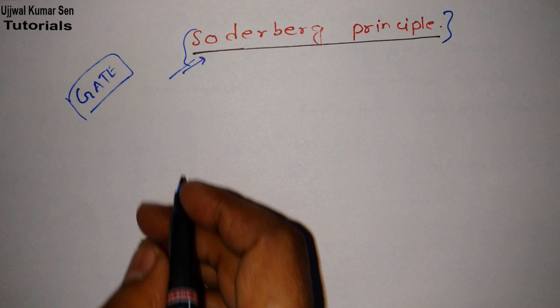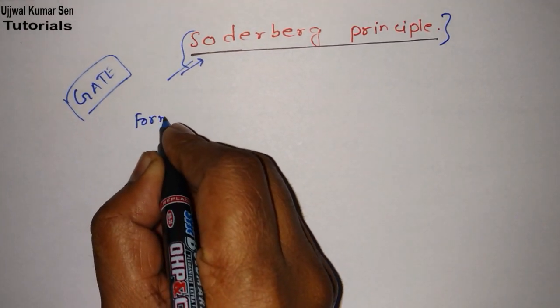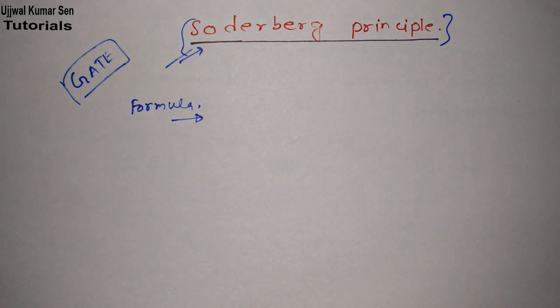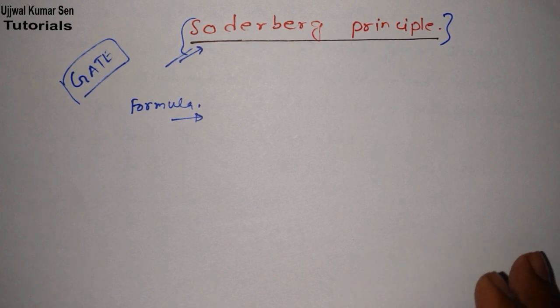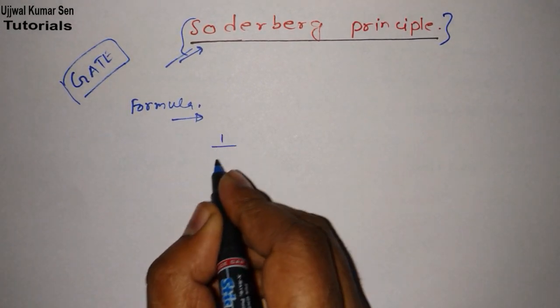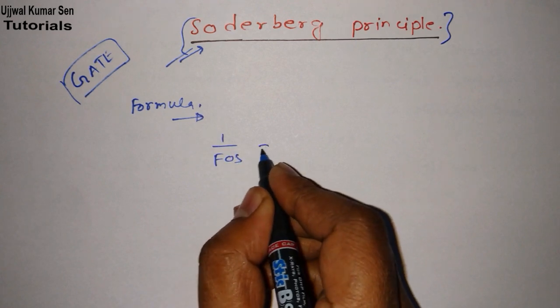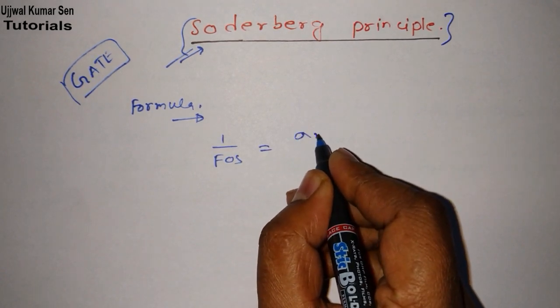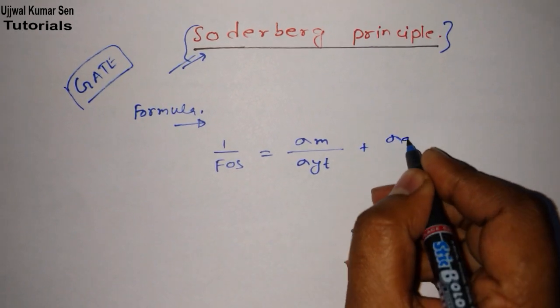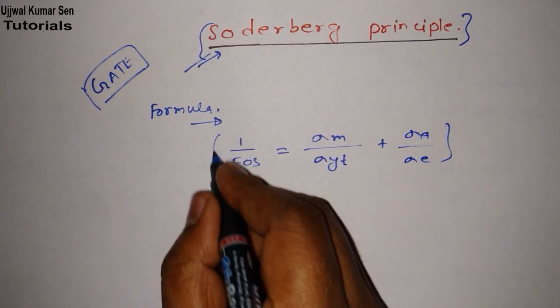What is the equation? What is the formula? Basically you need to remember it for solving problems which were already asked in GATE. If a question was already asked in GATE from this topic, then the probability of it coming again is also there, right? So here is the formula for this: 1 by FOS is equal to sigma m by sigma YT plus sigma A by sigma E.